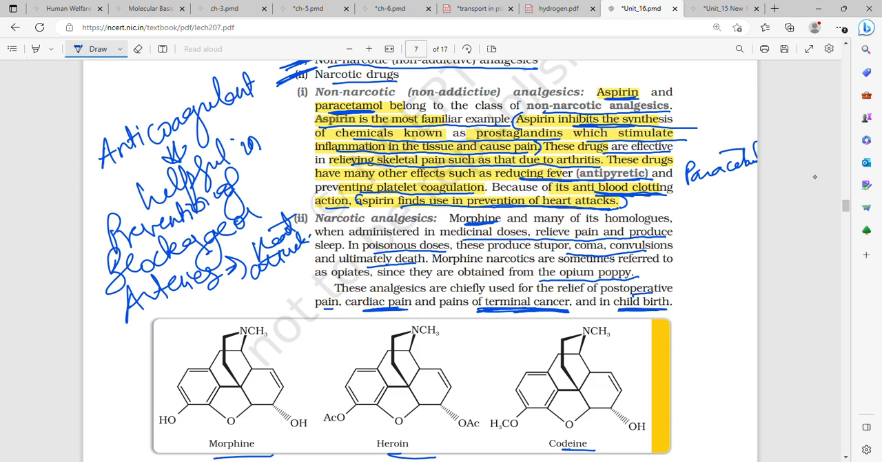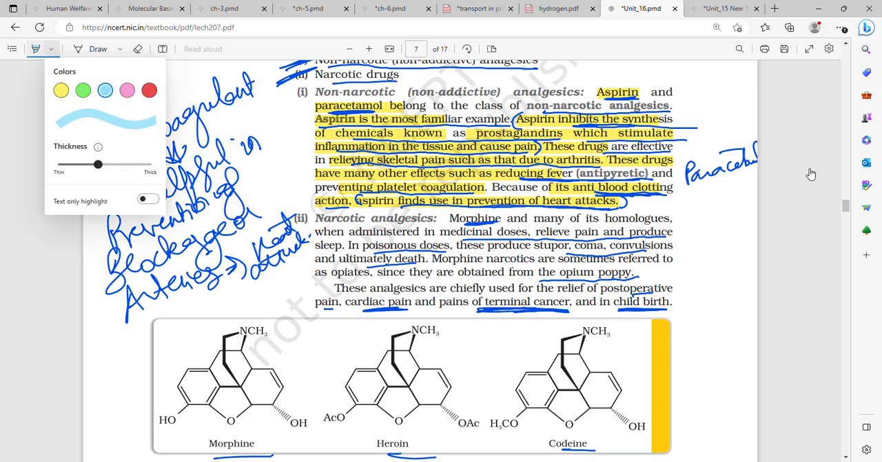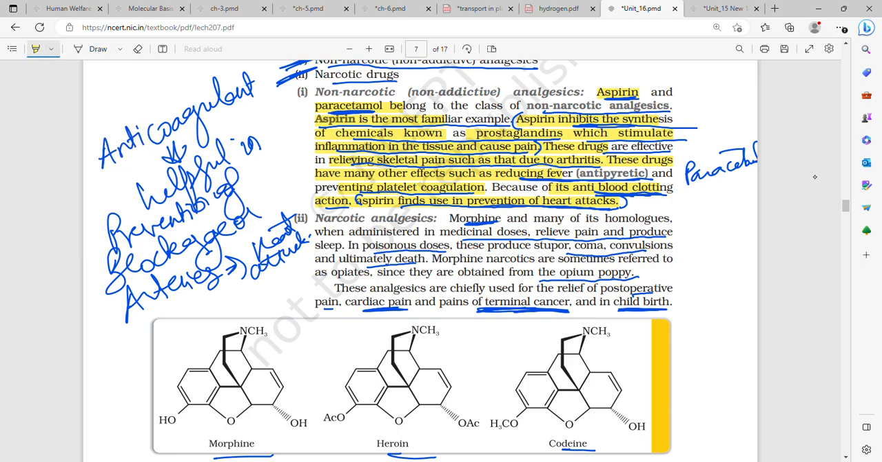Then narcotic analgesics. Narcotic analgesics are morphine and many of its homologues. When administered in medicinal doses, they relieve pain and produce sleep. In poisonous doses, they produce stupor, coma, convulsions, and ultimately death.